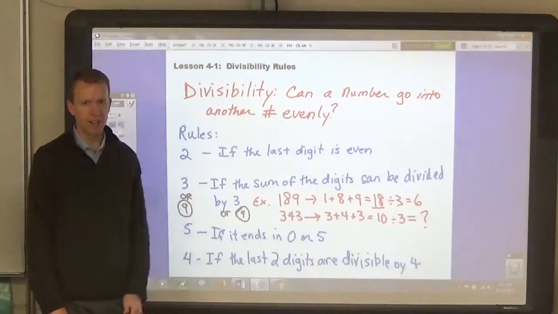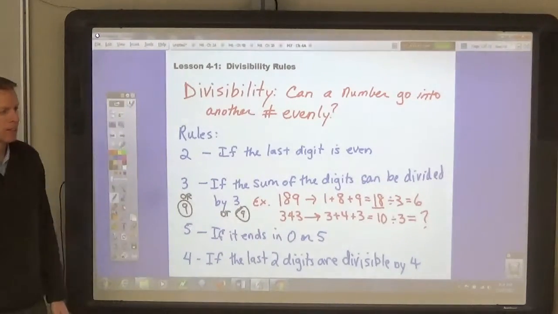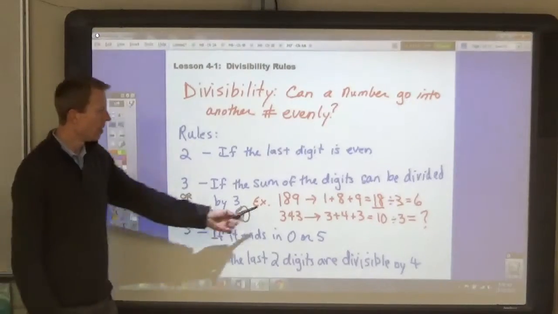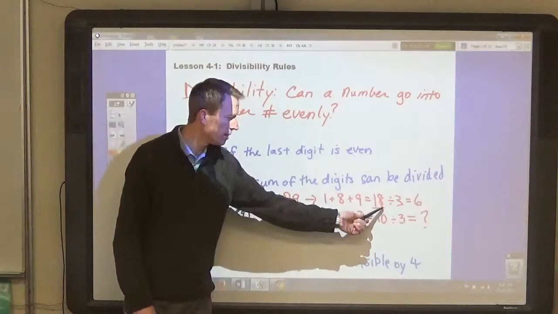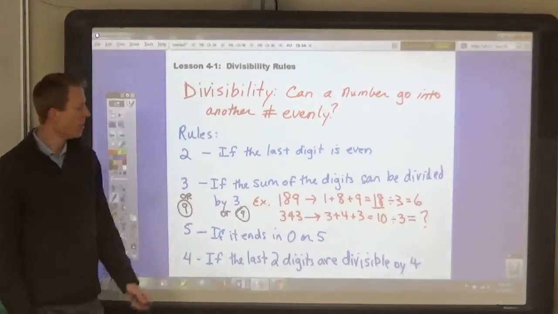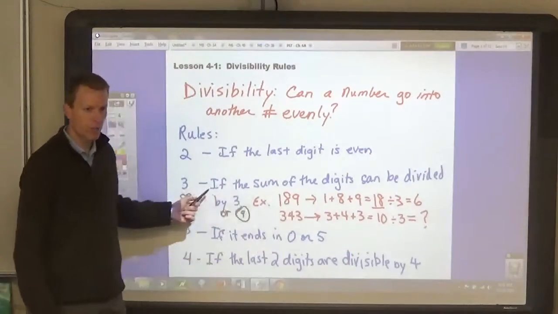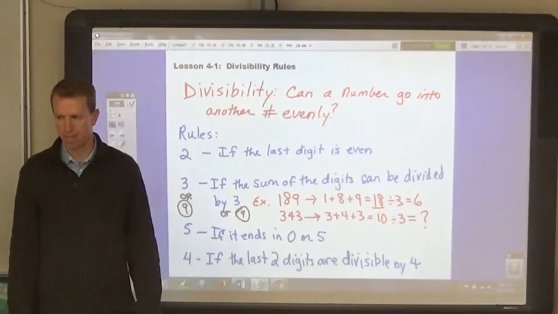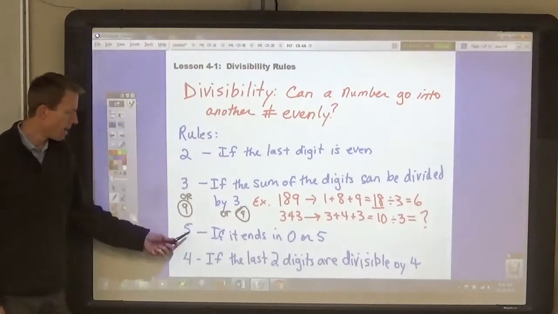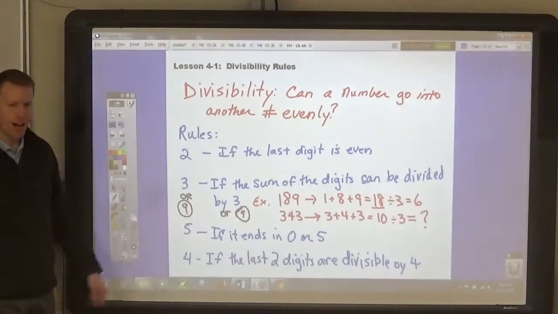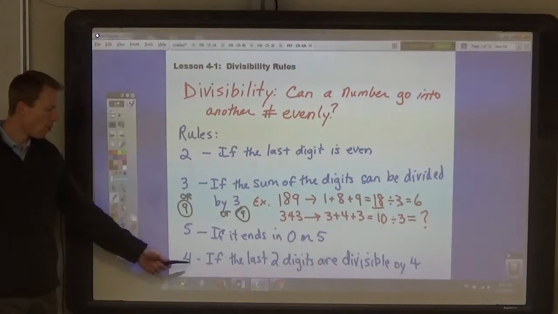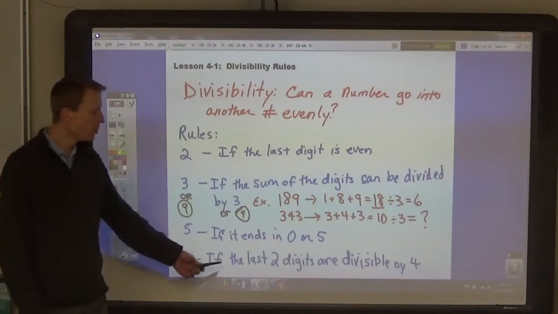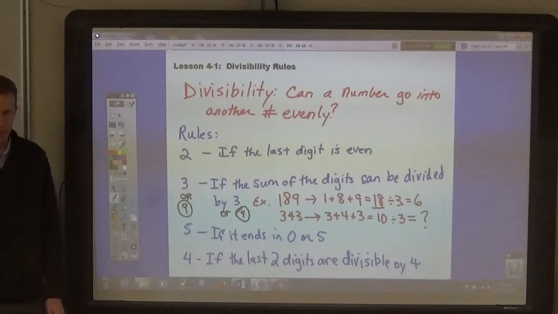How about 189? Is that divisible by 9? Yes, because the sum of the digits, 18, is also divisible by 9. So 189 is divisible by 3 and 9, isn't it? How about 5? If it ends in a 0 or a 5, the number is divisible by 5, right? For the number 4, if the last 2 digits are divisible by 4, then the number is divisible by 4.